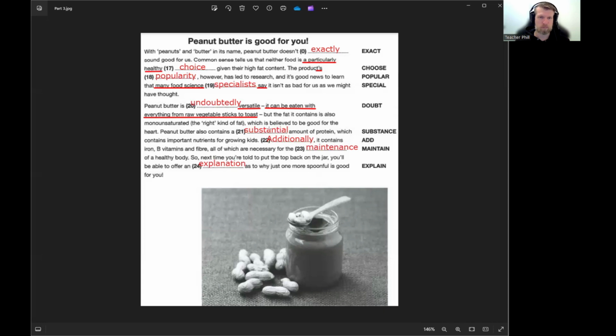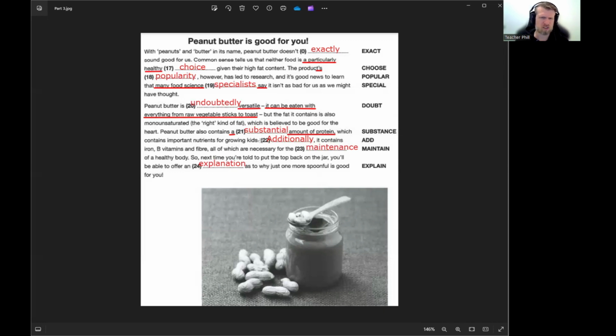Then in 21, here I chose the adjective substantial, because we have the article "a", but then here we already have the noun, an amount of protein. So typically between an article and the noun, we find an adjective. So that's why I chose the adjective substantial from the noun substance.